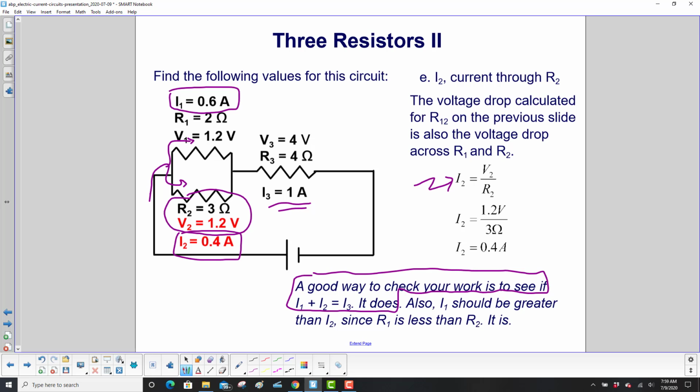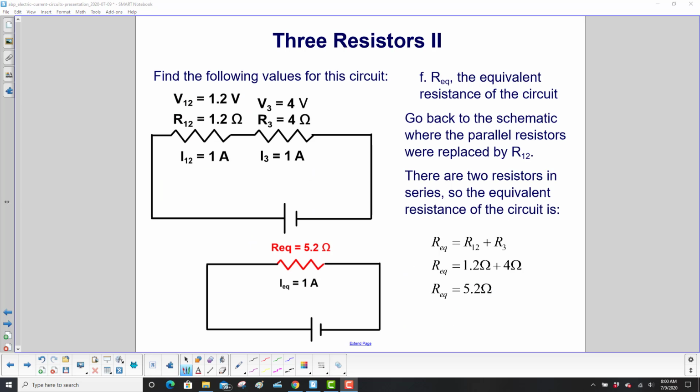So does that check out? Let's see. I1 has 0.6 amps, and its resistance is less than R2, so it does have more current. It has 0.6 where the other one has 0.4. So it makes sense. That doesn't prove that it's right, but at least it's a good test to make sure that we're on the right track.